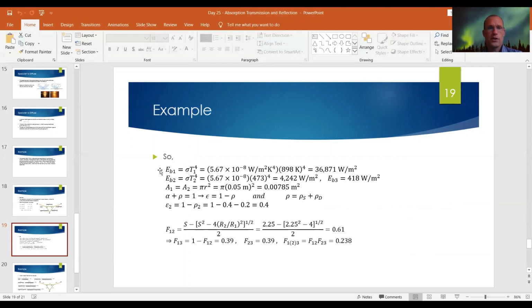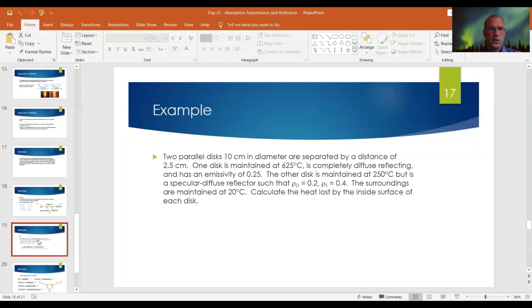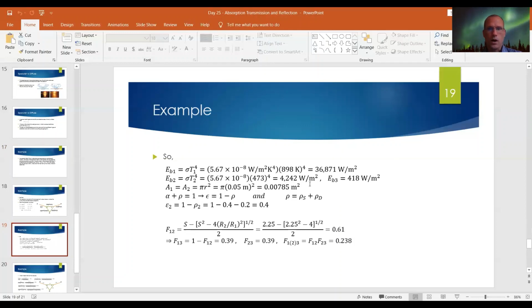Now, more calculations that we're going to need to do. E_b1 is sigma T1 to the 4th. Temperature 1 was 625 Celsius. Convert that into Kelvin to the 4th power, times 5.67 times 10 to the negative 8 for sigma, which gives me 36,871 watts per square meter for object 1. Similarly, disc number 2 was at 250 Celsius, so that should be 523 Kelvin.